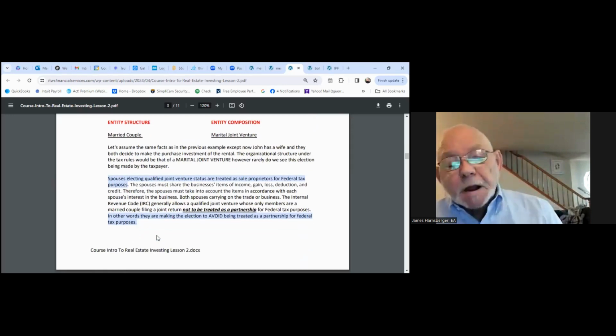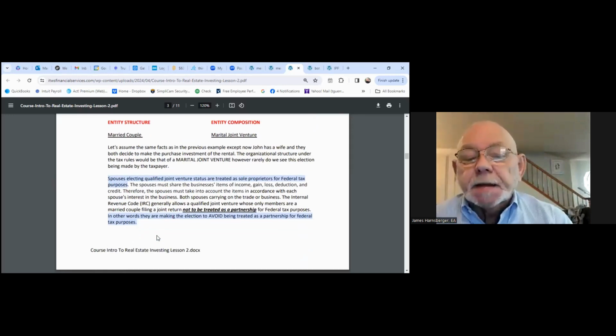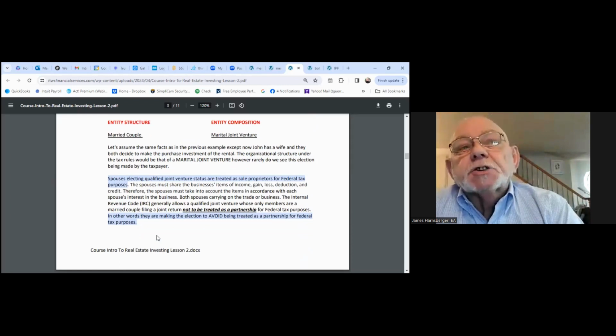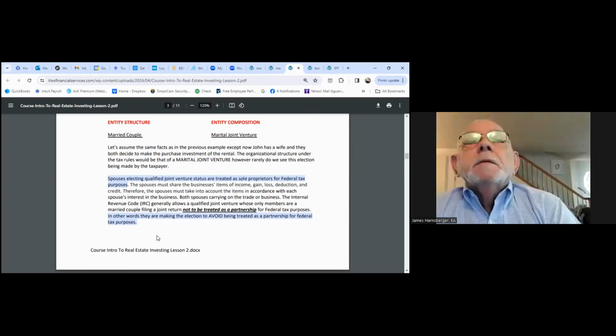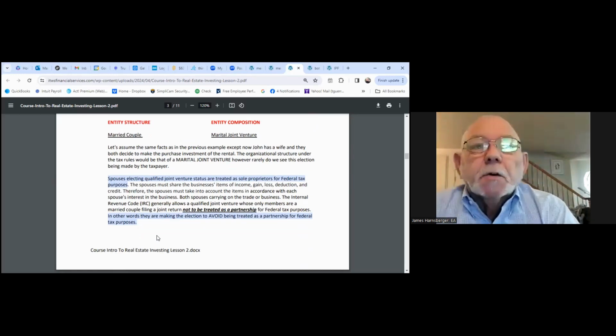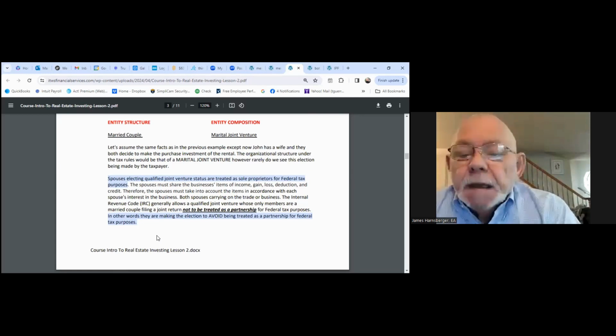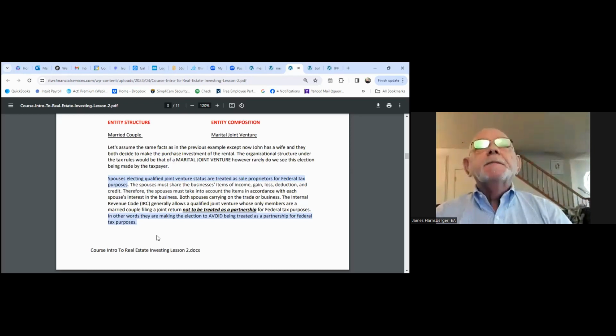The next would be a married couple electing to be a marital joint venture. Generally, you make this election to avoid being treated as a married couple partnership, requiring you to file a partnership return. Now, there are some big advantages to a marital partnership, or a partnership for tax purposes, where we would advise the client not to make the marital joint venture election.